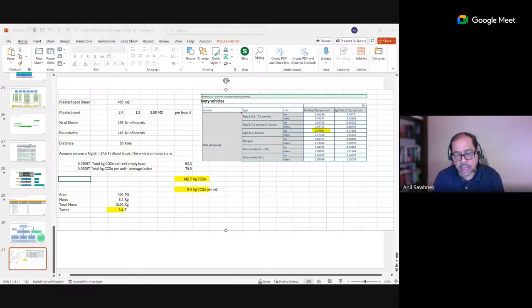For future use, you can simply do an estimate and say that for moving plasterboard from the manufacturer, supplier, or vendor's site to the construction site, it's about 0.4 kilograms of carbon dioxide equivalent per square meter of plasterboard that you need for your project. So that's another example of how A4 can be calculated.